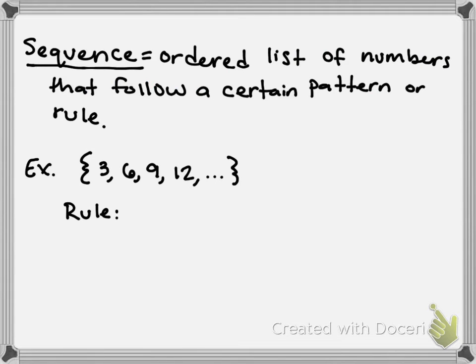Alright, some quick review. A sequence is an ordered list of numbers that follow a certain pattern or rule. So if we have a sequence here that gives us the numbers 3, 6, 9, 12, if you'll remember, the ... means it continues forever.